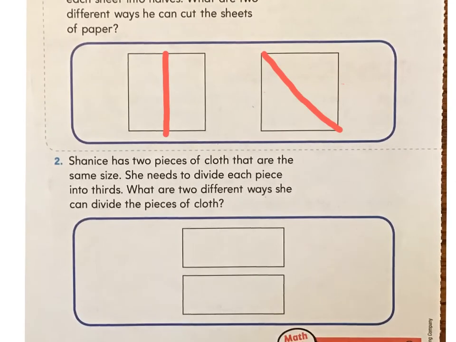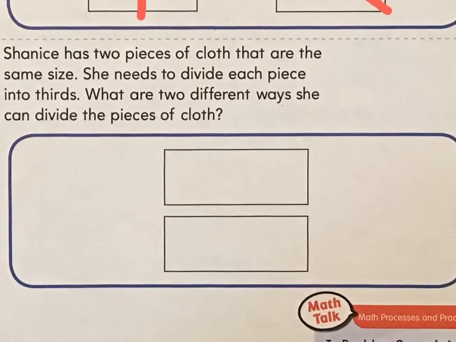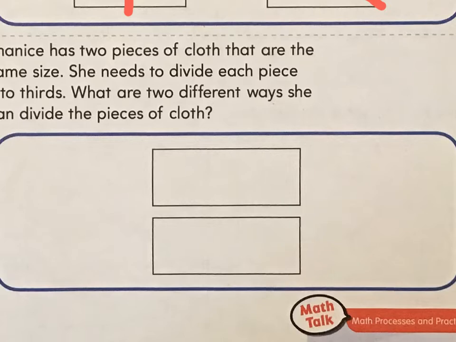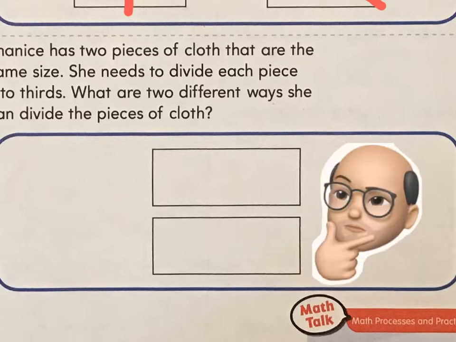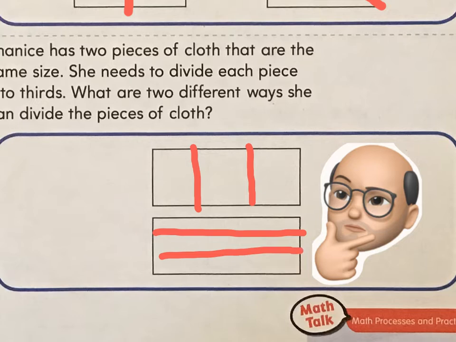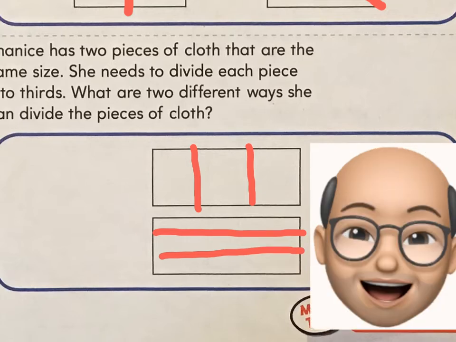Shanice has two pieces of cloth that are the same size. She needs to divide each piece into thirds. What are two different ways she can divide the pieces of cloth? So we're going to take these two rectangles and divide them into thirds in two different ways. I think one way would be we could go up and down. And the other way, we could go sideways. Yep, I think that works.